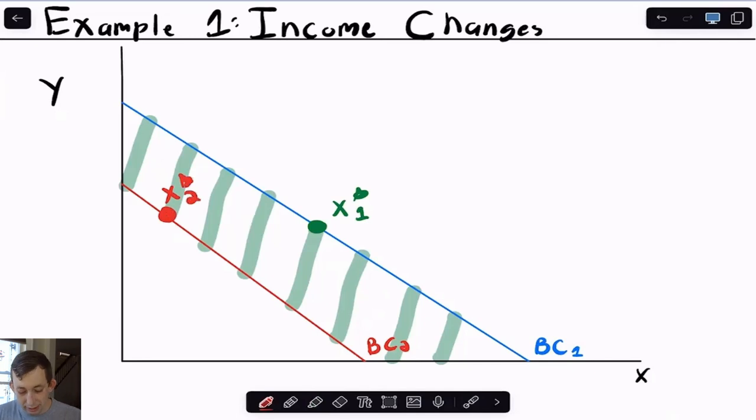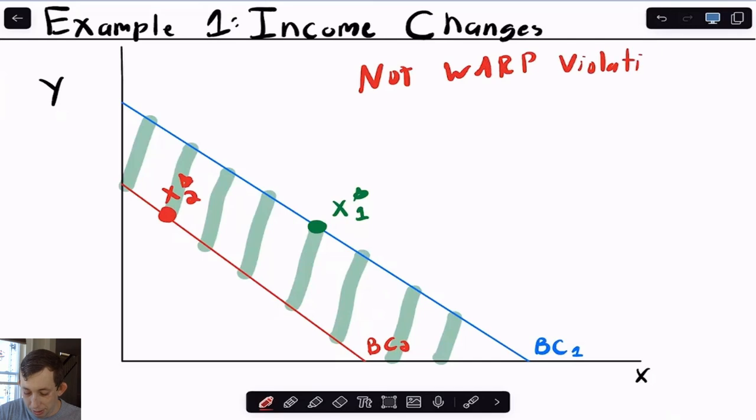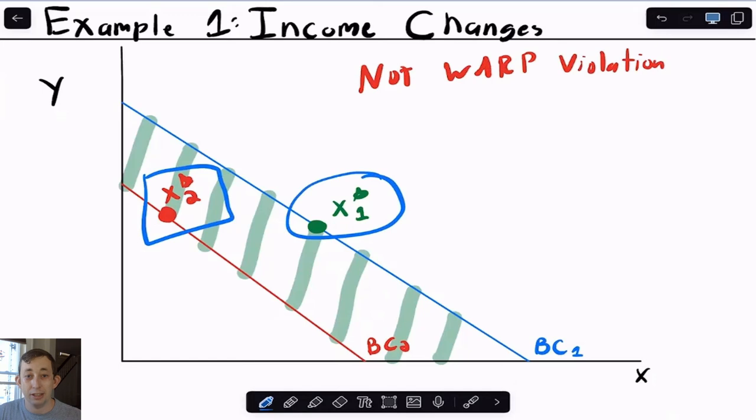Now, when we go from X star 1 to X star 2, if our budget changes from blue to red, then notice that under the red budget constraint, this green dot is not available to us. And so it's not a WARP violation if we go from X1 star to X2 star. The reason it's not a WARP violation is because in budget constraint 2, our most preferred bundle X1 star was not available under the red budget constraint. And so we chose this bundle that was affordable to us, and that's totally fine.